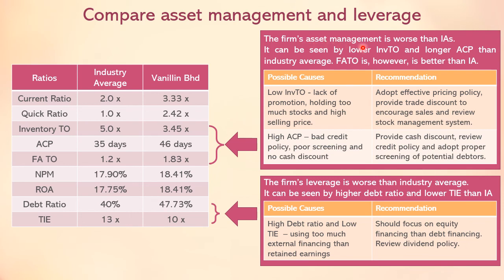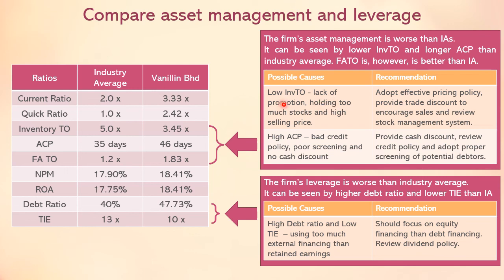So the firm for asset management is worse than industry average. You can see that because of a lower inventory turnover, longer ACP. However, even though fixed asset turnover is much higher, 2 out of 3 ratios are bad, so we conclude them to be bad. Fixed asset turnover is, however, better than industry average. But 2 out of 3 ratios are bad, so we conclude them to be a bit worse than the industry average. So what are the possible causes of having low inventory turnover?